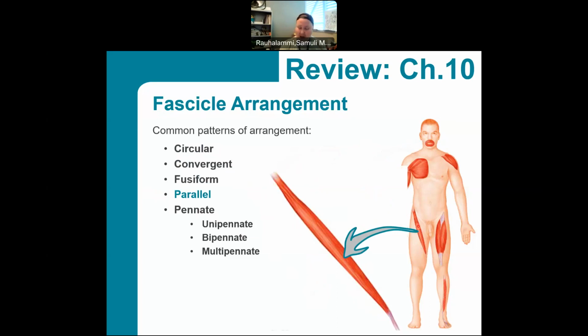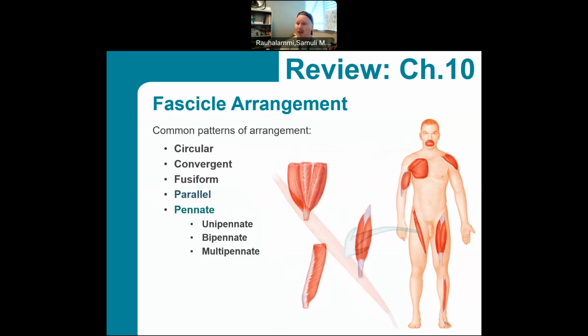Another group that we sometimes see when we're talking about the fascicle arrangement is muscles that are described as being pinnate. Here, the fibers actually attach to a central tendon. And there are many different kinds that we can see when we're talking about that.